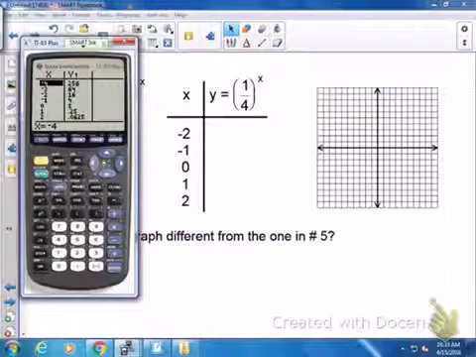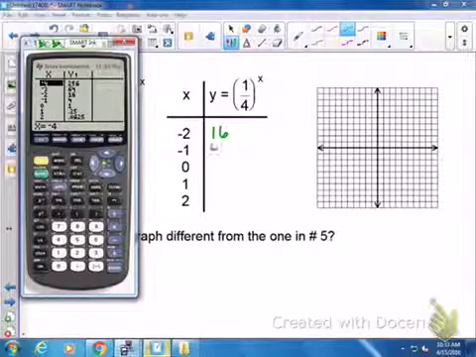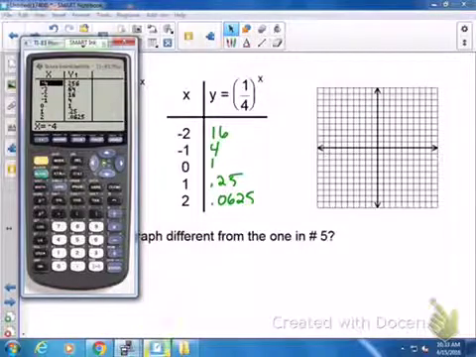Now when I look at the table, for -2 I got 16. For -1 I got 4. 0 is still at 1. 1 was at 0.25 and 2 is at 0.0625. So guys, those are again similar to the numbers we had in the original one, except they're backwards. -2 was 0.0625, now it's 16.